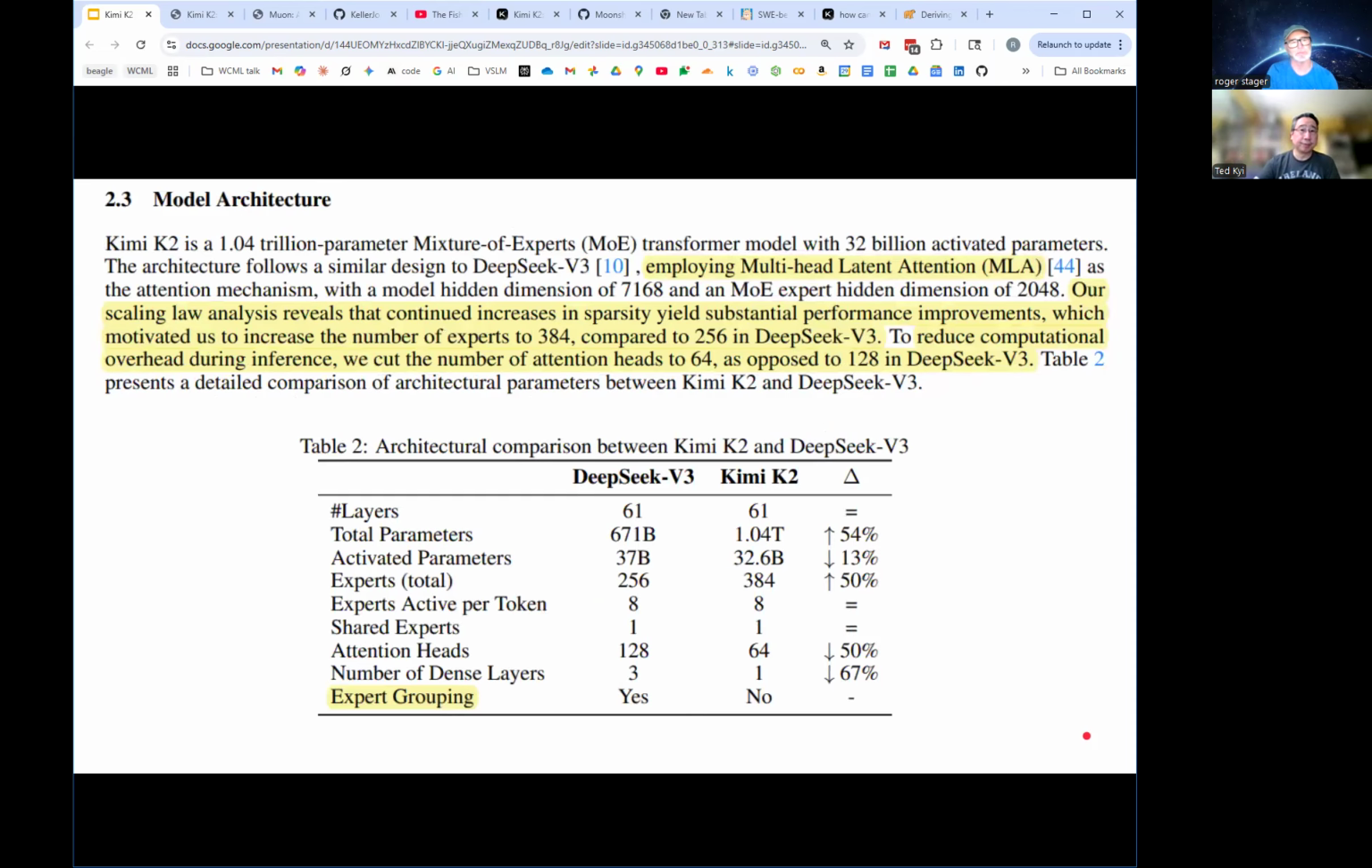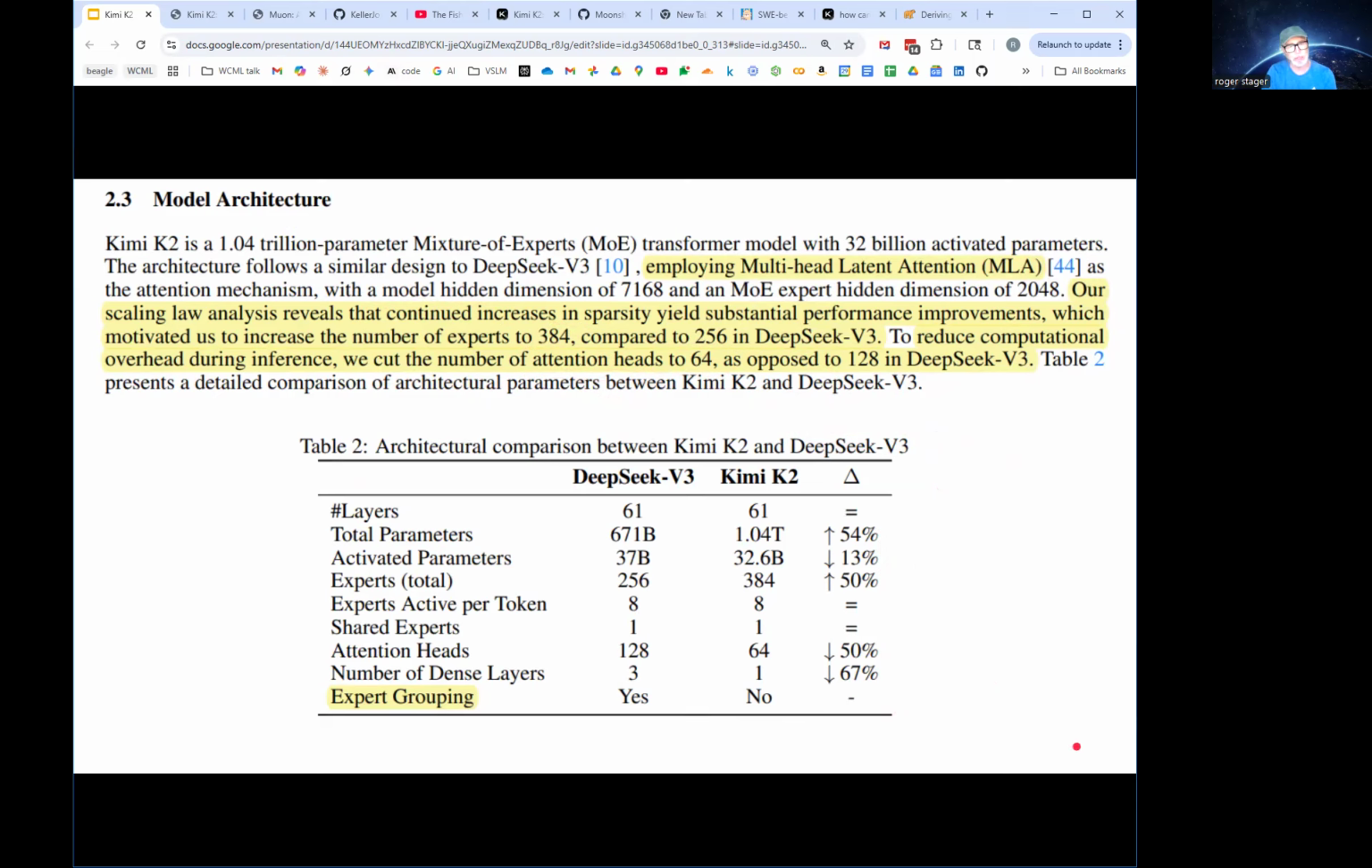Okay, so then this was getting into the architecture itself. Warren, thank you for clarifying. So it's actually identical. You said architecture. They've changed some things. I know they increased the number of experts, and they decreased the number of attention heads. This was the comparison of what parameters went up, what parameters went down.